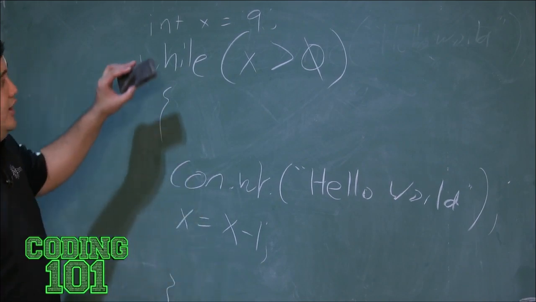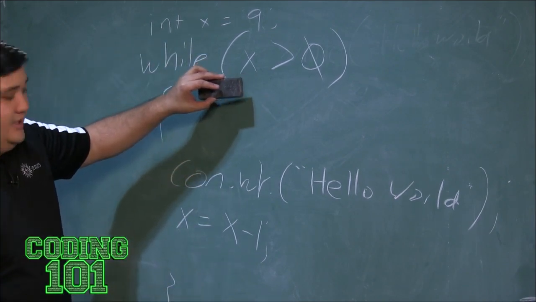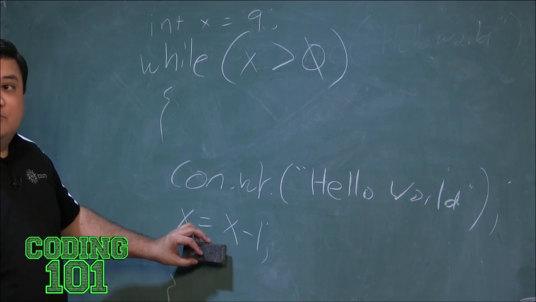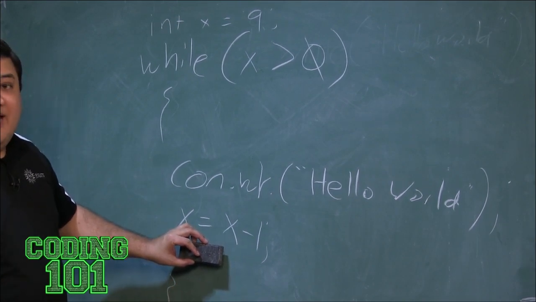So the first time it runs, x is equal to 9. It's going to print hello world, and then x is going to be equal to x minus 1. So that becomes 9 minus 1 equals 8. So now this is 8.